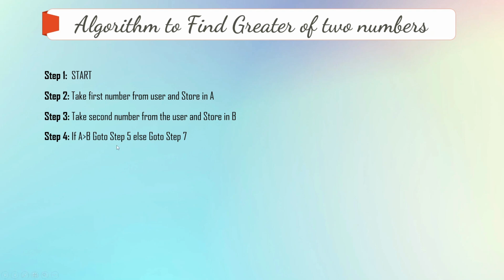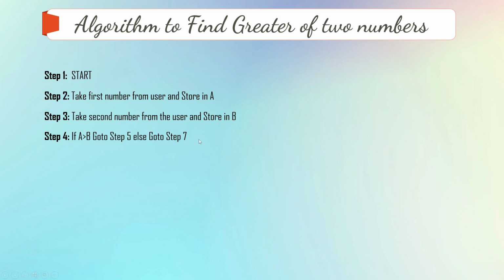Now if you observe carefully, we have two numbers, A and B. If the number stored in A is greater than the number stored in B, then go to step 5. We are yet to write step 5. Okay. So understand this first. If A is greater than B, it will go somewhere. If not, it will go to step 7. So what is this? We are writing a condition here. If this condition is true, go there. If this condition is false, go here.